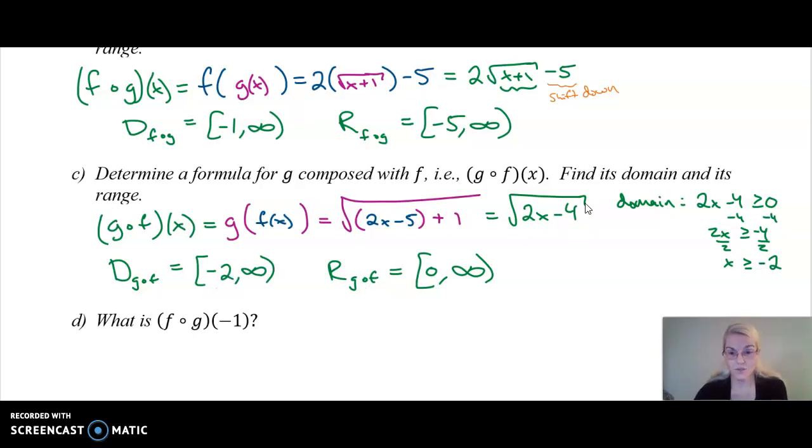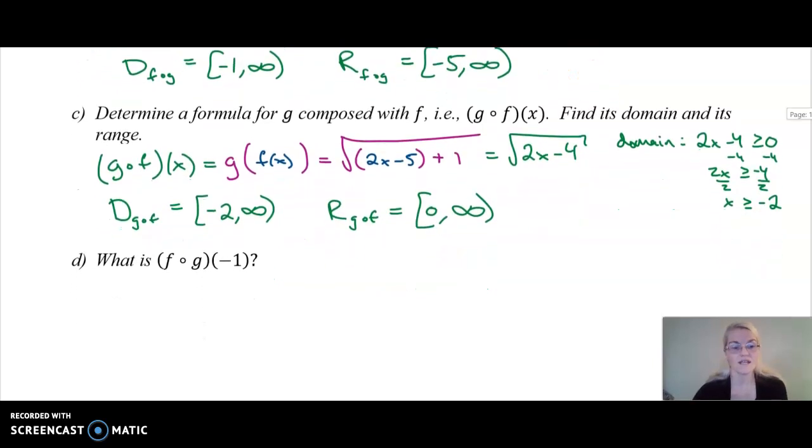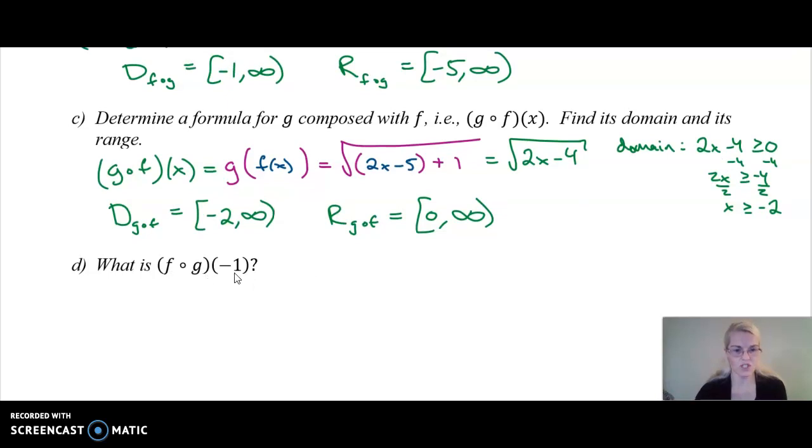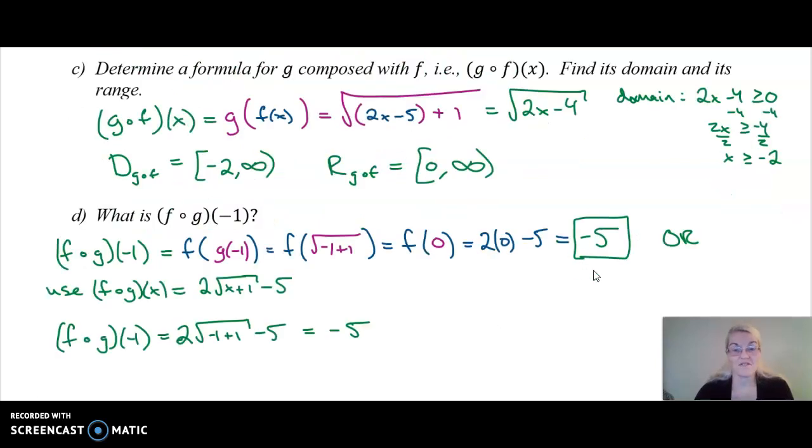And then what's the range? Well, again, this is the square root of something, and the square root of something is always greater than or equal to 0. So your range, the possible y values of this function, are from 0 to infinity. All right, lastly, what does it mean to say f composed with g of -1? What do you think that means? Pause your video and see if you can compute f composed with g of -1. Did you get -5? If so, again, pat yourself on the back.